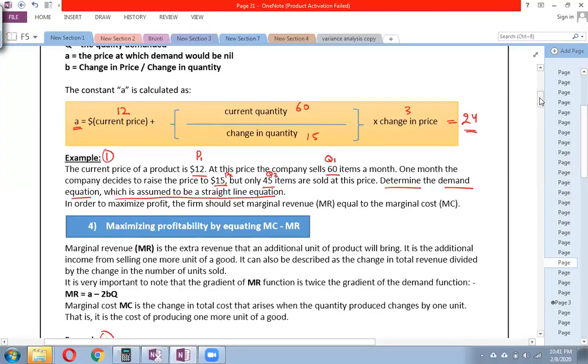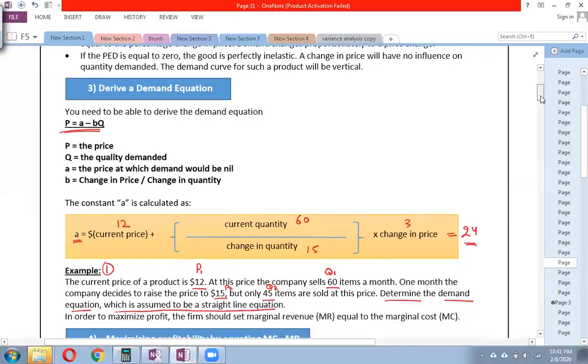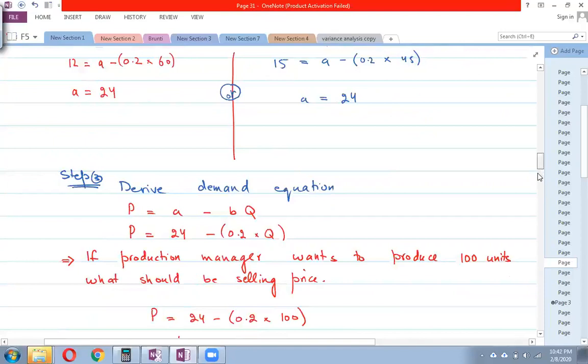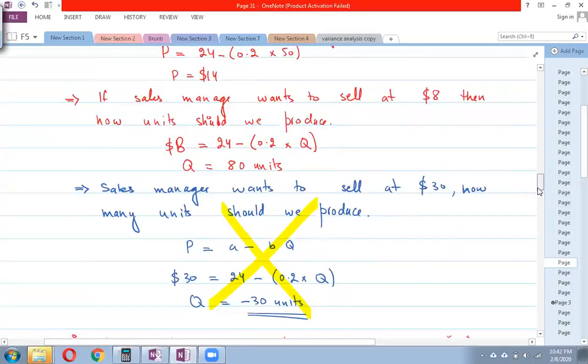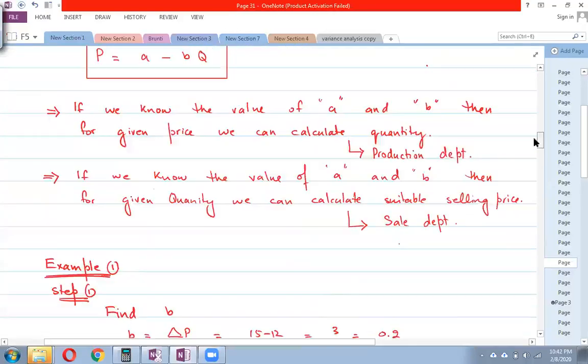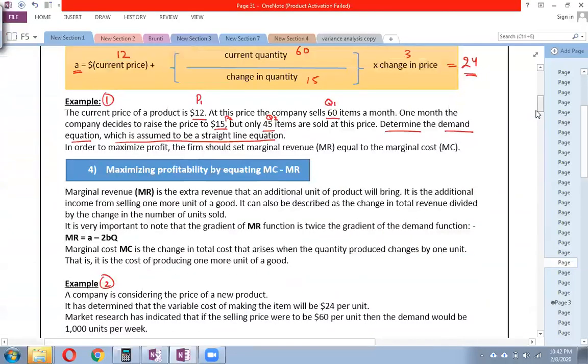Right? So the demand equation is actually very useful again to choose a suitable selling price. But yes, it could also be used by the production department, to decide what should be the number of units that they should be producing. Right? Okay.